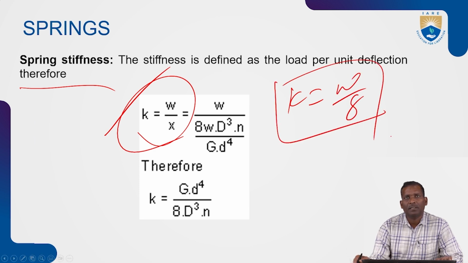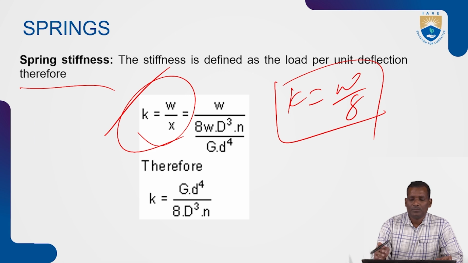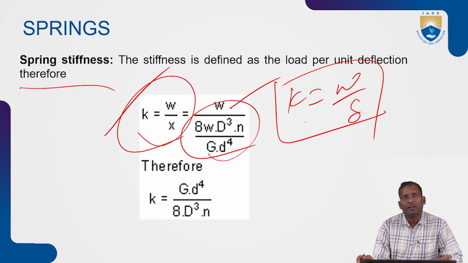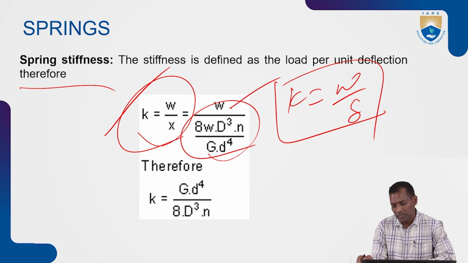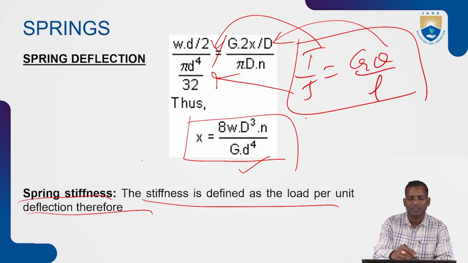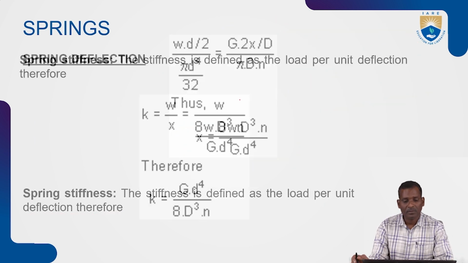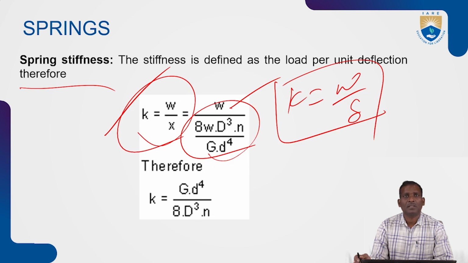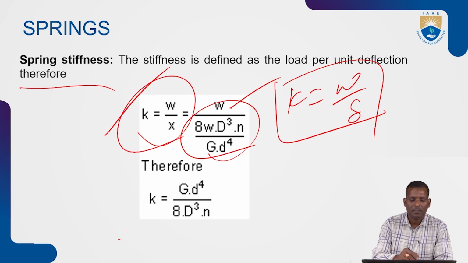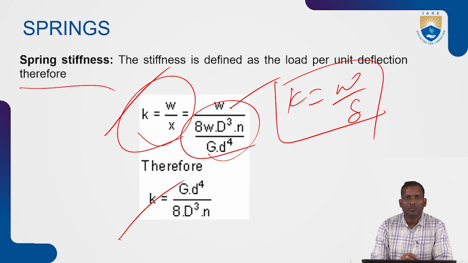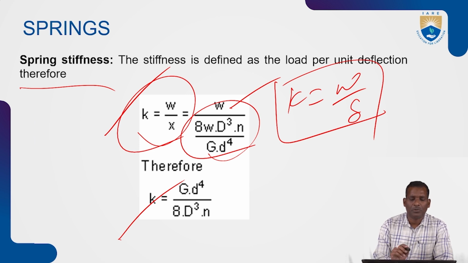load per deflection. So the load is W and the deflection is 8WD cube N by G d to the power of 4. We have already calculated this deflection part. Therefore, the spring stiffness K is equal to G d to the power of 4 by 8 D cube into N.